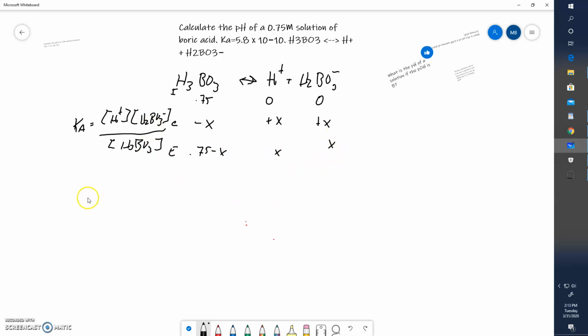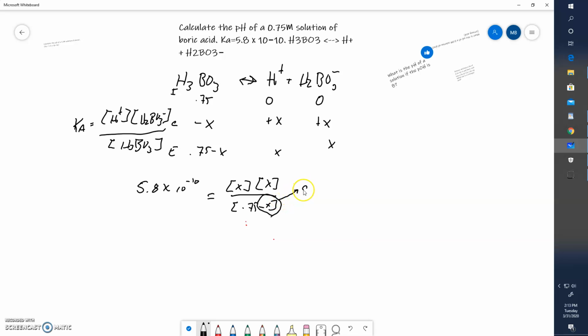Then you substitute back into the equation. My Ka, remember, is 5.8 times 10 to the minus 10. That's going to be equal to X times X all over 0.75 minus X. Now, the real key to this is that this X drops out of my equation. If you want to be proper, you can use the quadratic formula. You're going to end up with the same answer, and this saves you a lot of time.